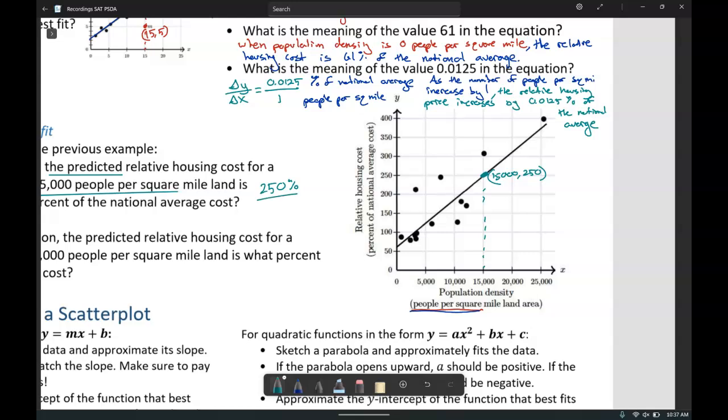That's our predicted amount. If we wanted a measured amount, we can see that there's also a city that has the same population density. And while it was predicted to be 250%, here we're looking at a percentage that's greater than 300% on the actual value.